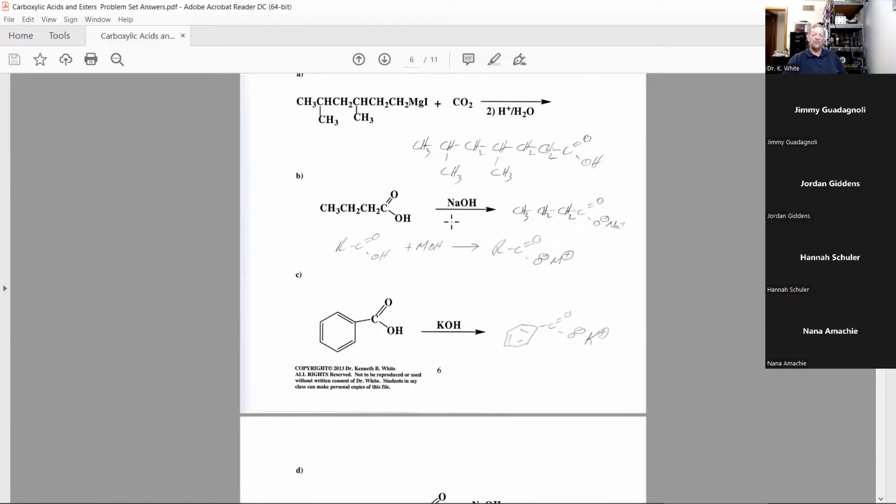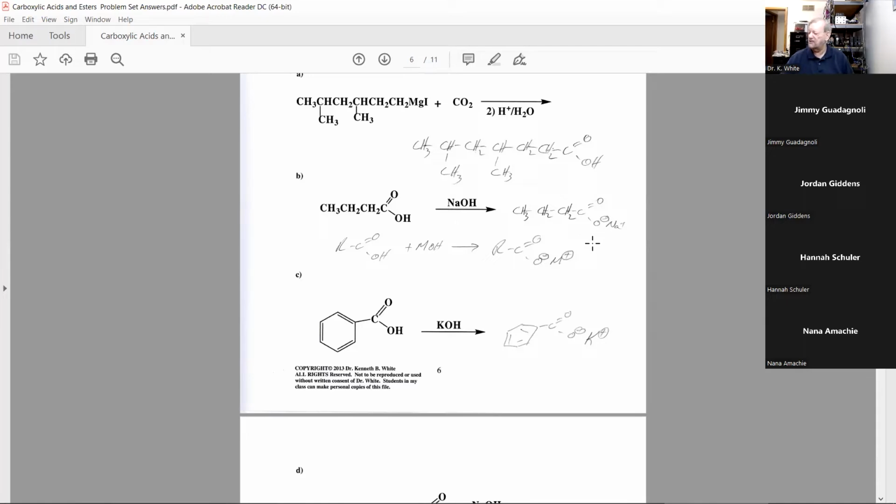All right, next we have carboxylic acid, sodium hydroxide, and I have water there too. And what do we have? Carboxylic acid, base, acid base, lose the proton, make the carboxylate anion. M can be lithium, sodium, or potassium. Li, Na, or K. And here it's sodium hydroxide, and everything stays the same. You lose the proton here, and you get the salt.